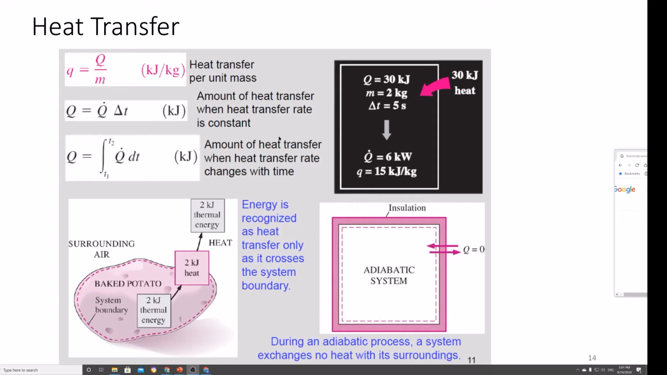And here is the heat transfer if the rate changes as a function of time. In that case, you have a rate equation that's a function of time, so you have to integrate to determine what the total is.